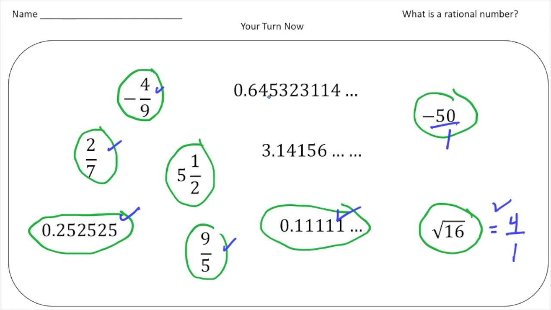So we only had two numbers that were not rational. This first decimal here, which goes on forever and does not repeat. And then same thing here, we have 3.14156. Again, the number goes on forever and does not repeat. And there it is. How'd you do?